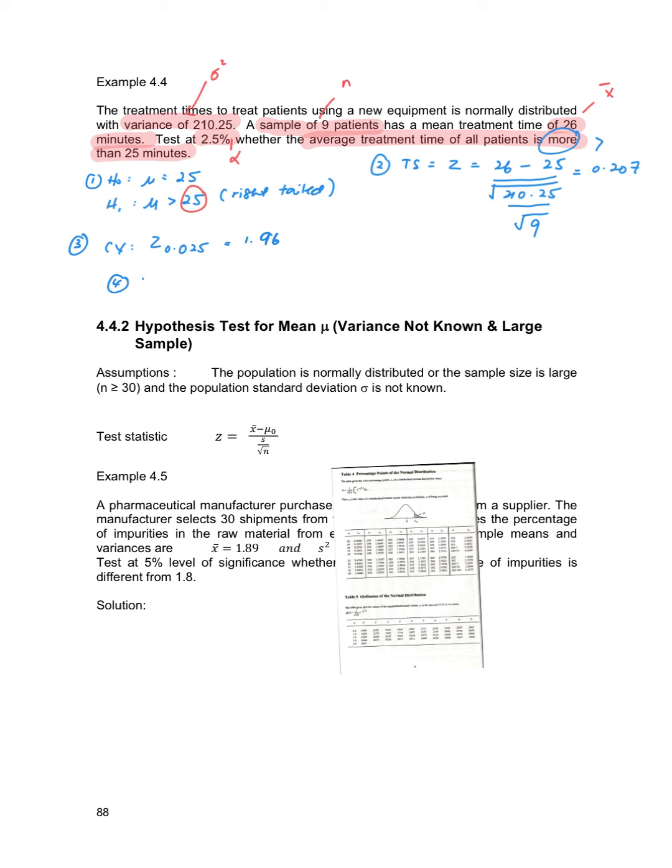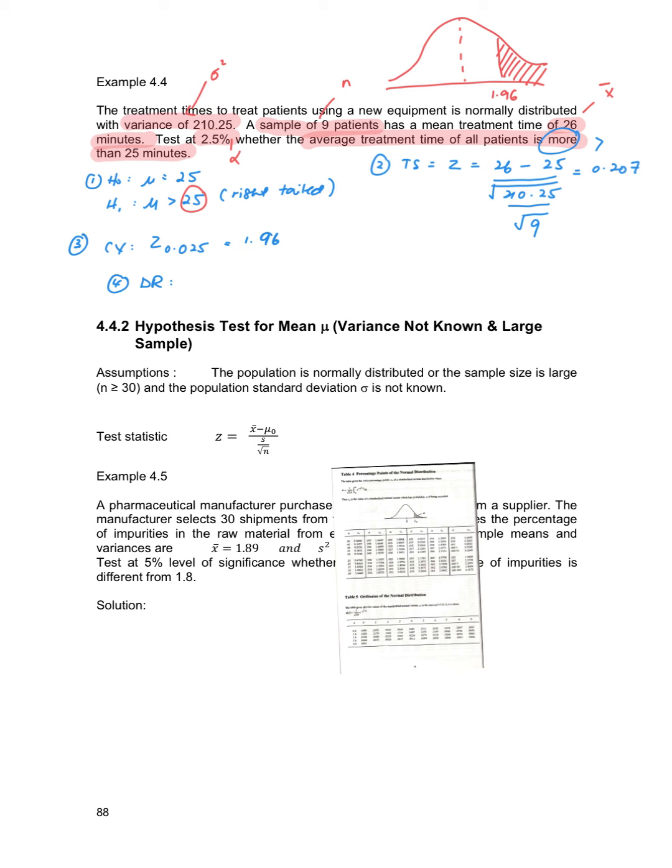Okay, step number 4. We want to decide the decision rule. How to write the decision rule? We draw the rejection region and the acceptance region first. Since we are doing the right tail test, you focus on the right side. Let's say this is the rejection region, where the critical value is 1.96. We already calculated our test statistic, which is 0.207.